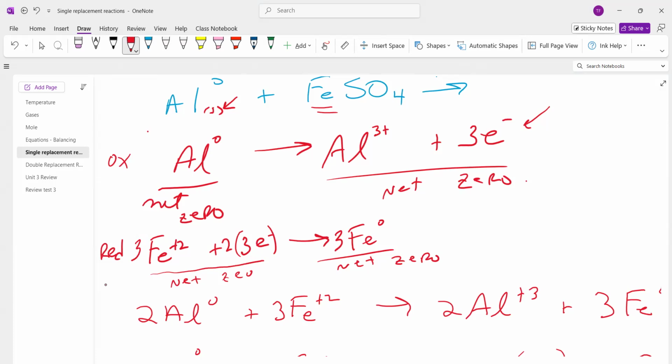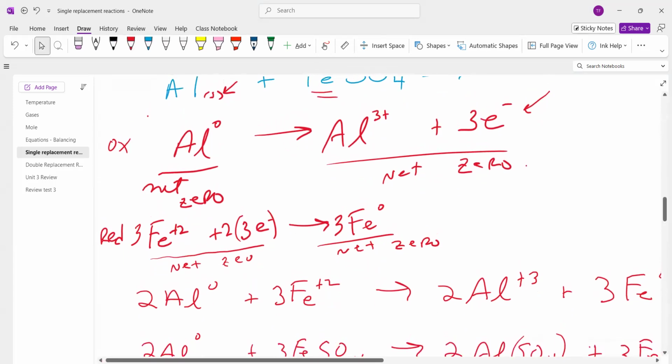Now, again, these are half reactions. This is what's really going on underneath the covers. Electrons are moving around. And the other way to look at this is we ignore all that and just say the metal's got to be higher. Well, that doesn't really tell you what's going on.